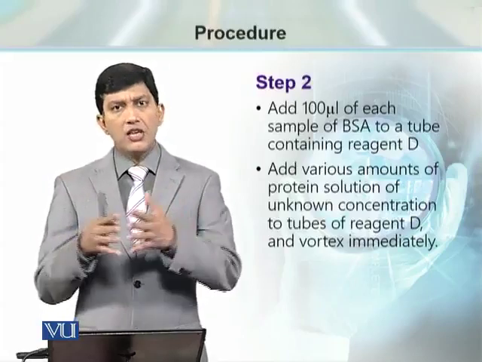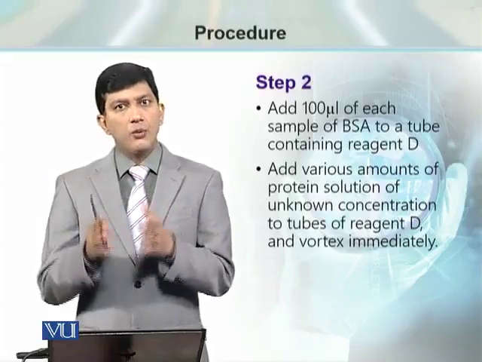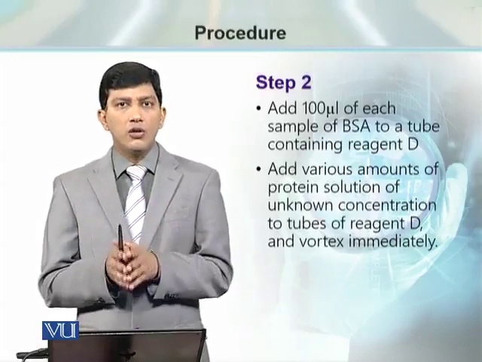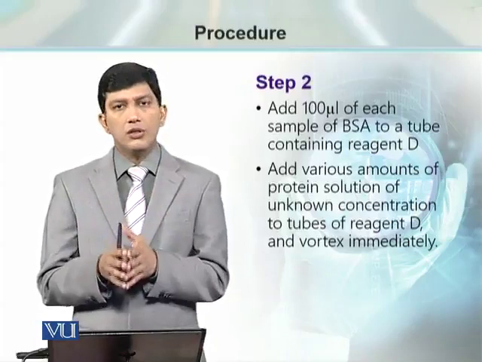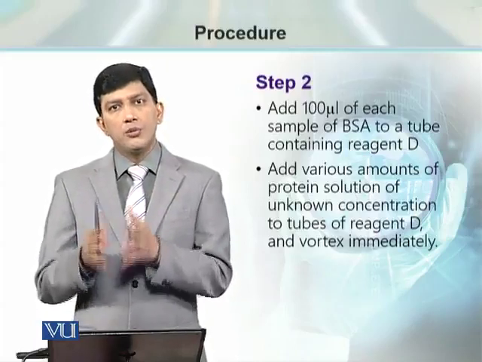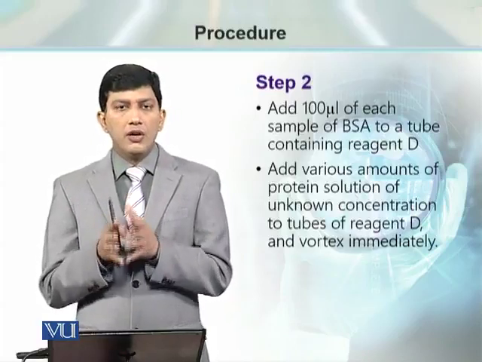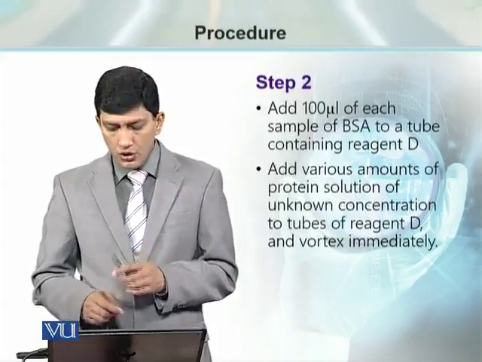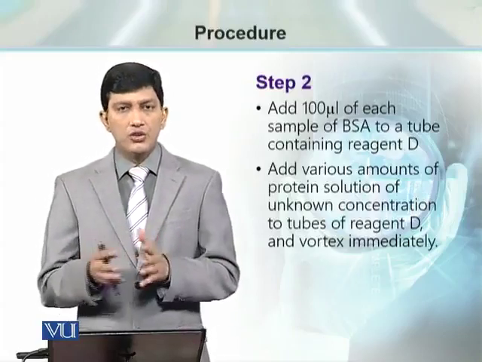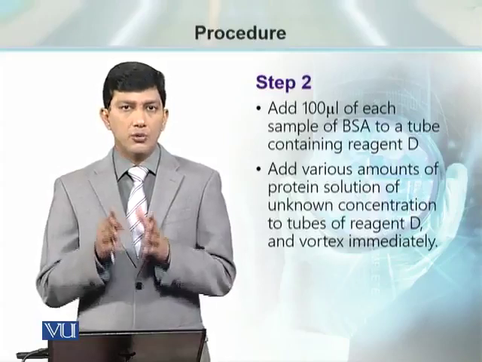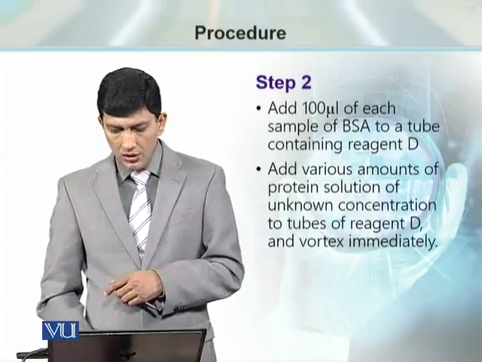We are going to use the same reagent D in the test tube, and we are going to add the volume 100 microliter, 50 microliter, 200 microliter of that particular protein sample of unknown concentration into those tubes, and we are going to mix it immediately, so that using vortex mixer the proteins are going to be mixed with the reagent D.